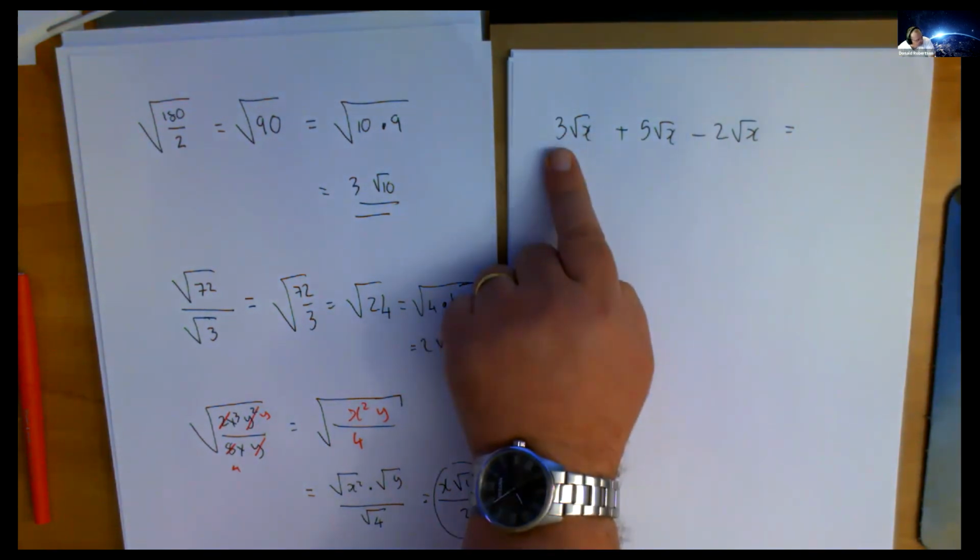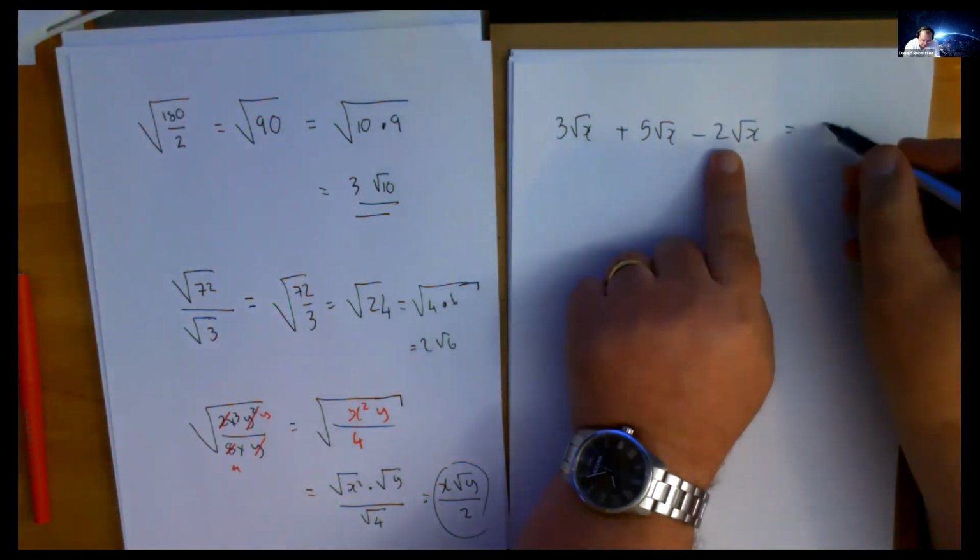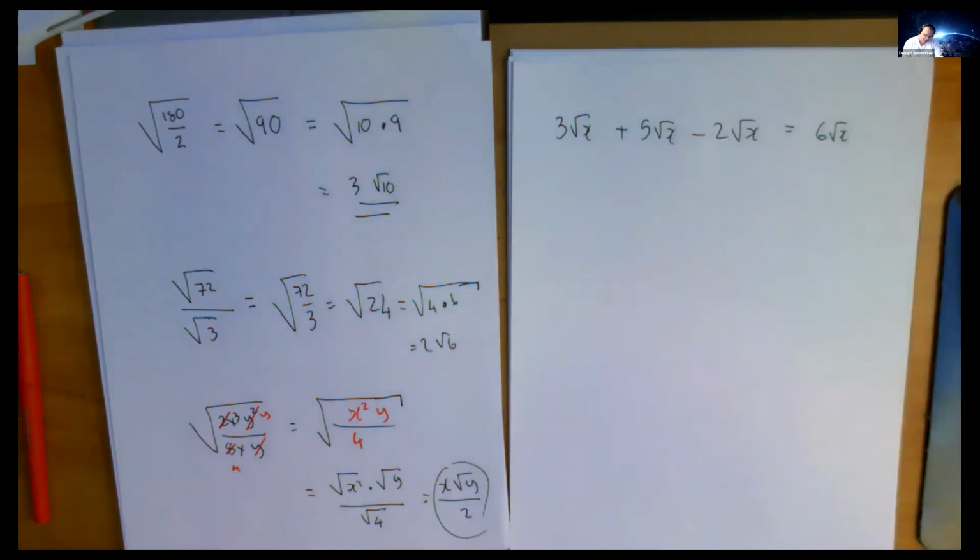So I've got 3 of them, and I add 5. What would that be? 8 of them. And then I take away 2. That would be 6 of them. In a funny sort of a way, I think that's easier to do than some of the other stuff, isn't it? Agree? How about this fella?